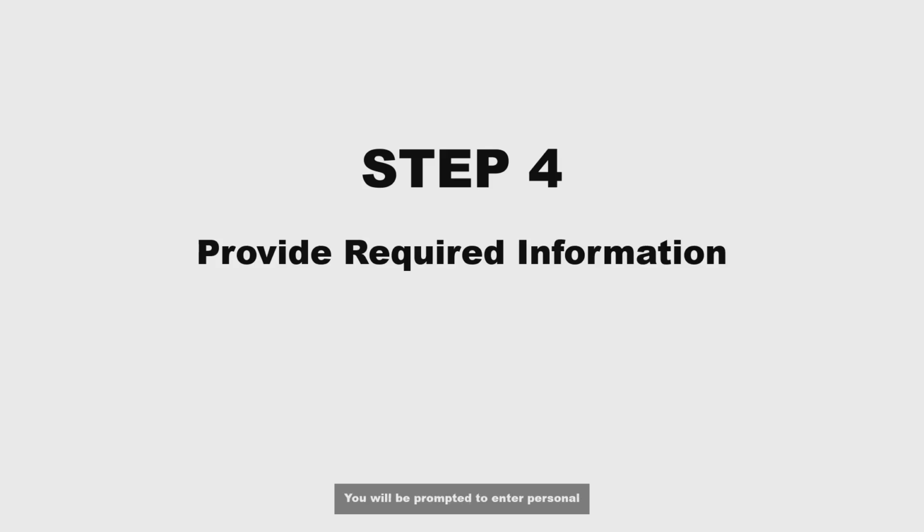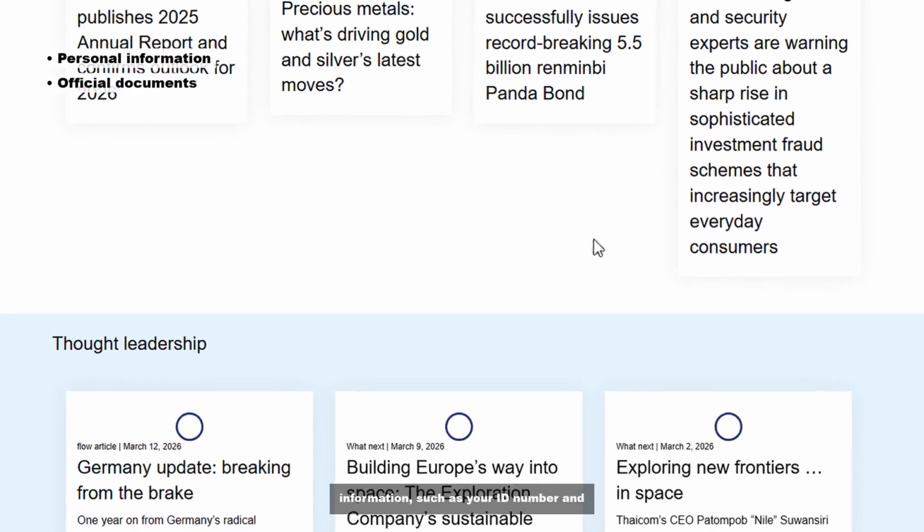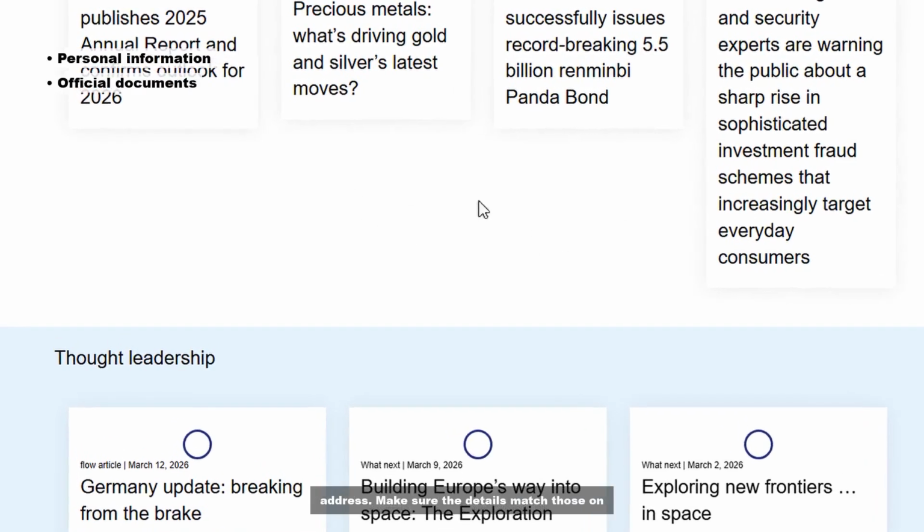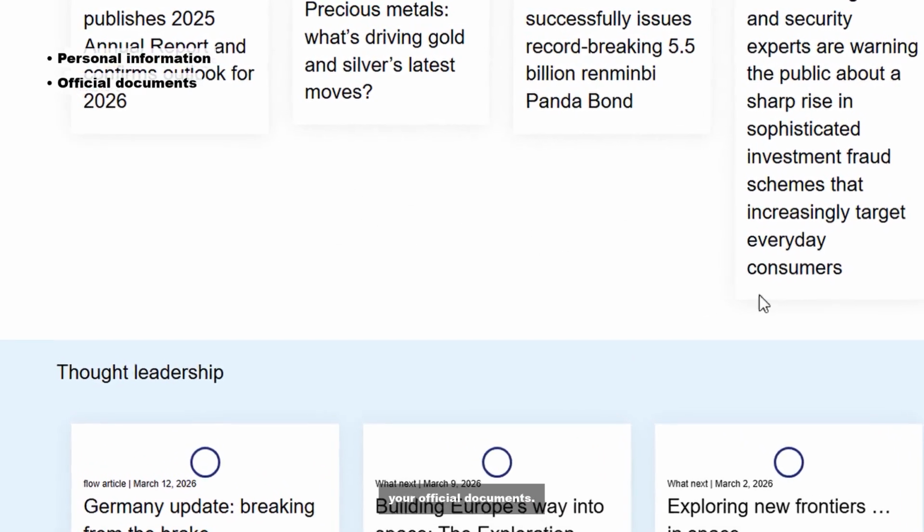Step 4. Provide required information. You will be prompted to enter personal information such as your ID number and address. Make sure the details match those in your official documents.